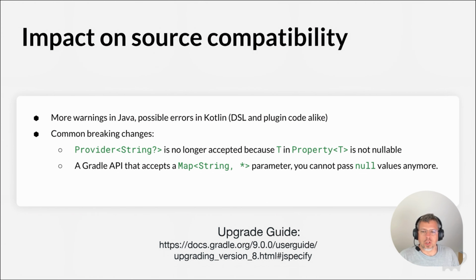Some of the common breaking changes we've seen: patterns of declaration of a provider where the type of the provider itself was marked as nullable, but this is not accepted because in the Gradle Property type, T is not nullable itself. What happens is that you get an error if you try to access an empty provider, and you should instead check either if the provider is present or do a getOrNull or things like that. Similarly, a Gradle API that accepted a Map<String, *> parameter will not allow you to pass in null values.